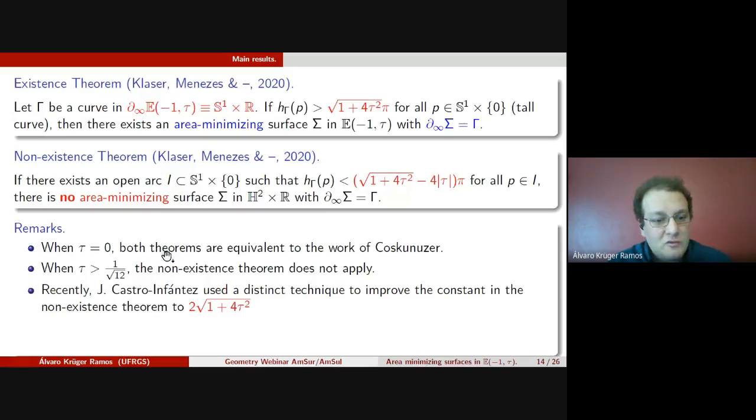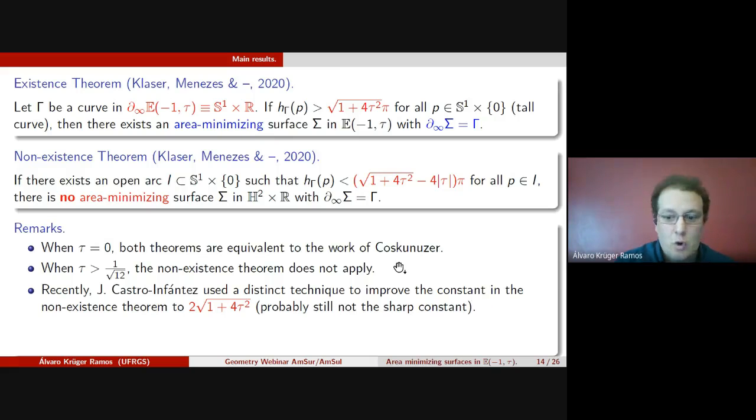But recently, Jesus Castro Infantes, a student of Magdalena Rodriguez in Granada, used a different technique to improve this constant, and the same result holds, substituting this value here by 2 times the square root of 1 plus 4 tau squared. If these two were pi, we would be in the best shape, but it's 2. So we still think this is not the sharp constant. And again, there is room for improvement here. Or maybe you can prove that this is the sharp constant, so another open problem.